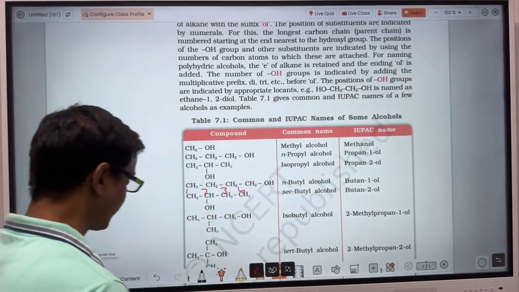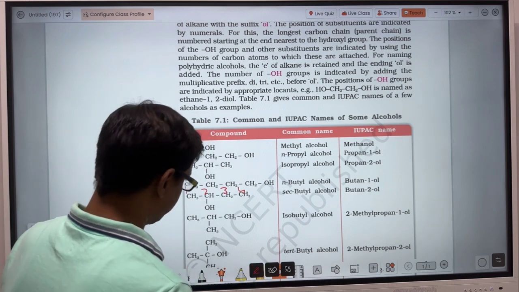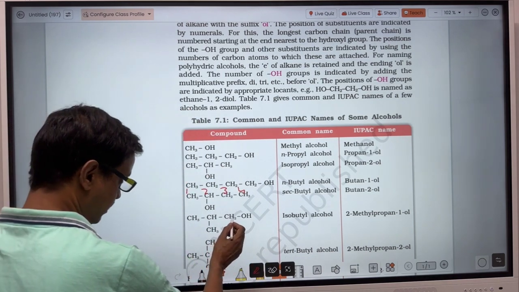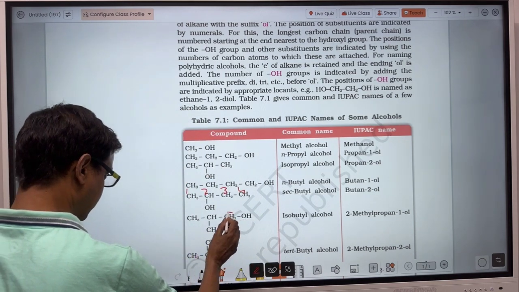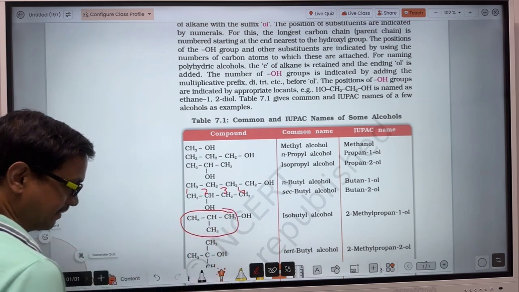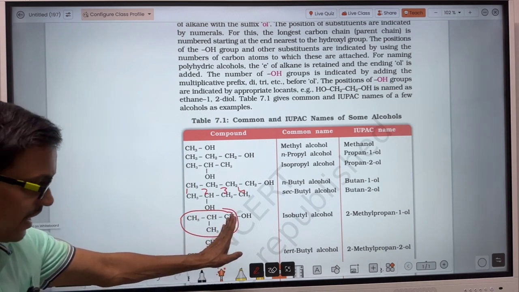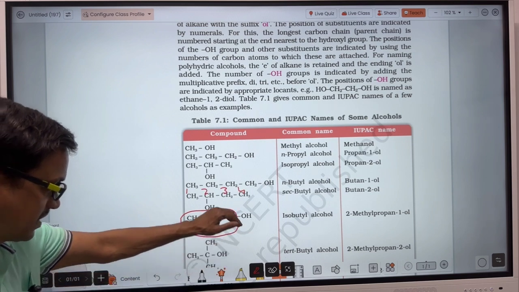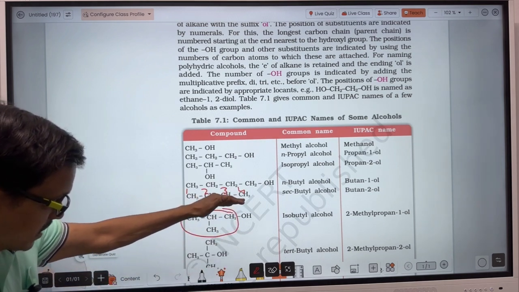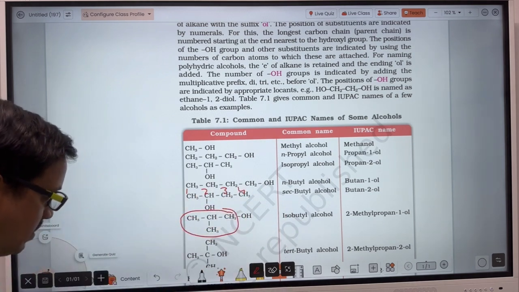Okay. Next point. This one is isobutyl. Here in isobutane, the hydrogen of a primary carbon atom has been replaced. So that's why this is the isobutyl group, and the compound is called isobutyl alcohol.